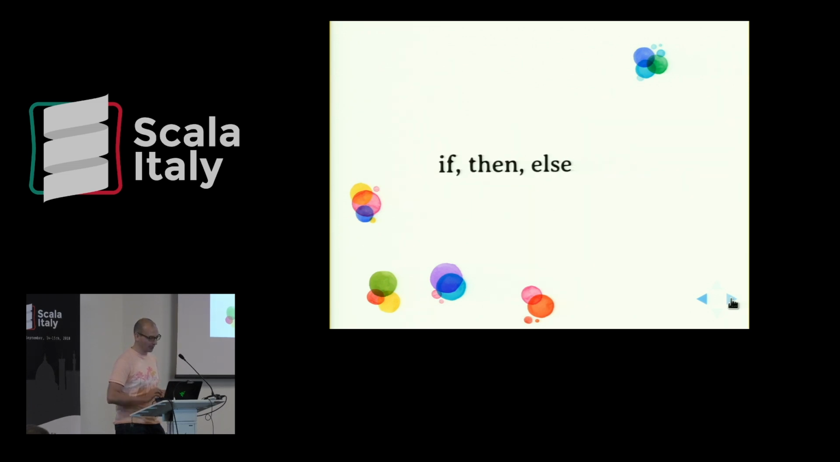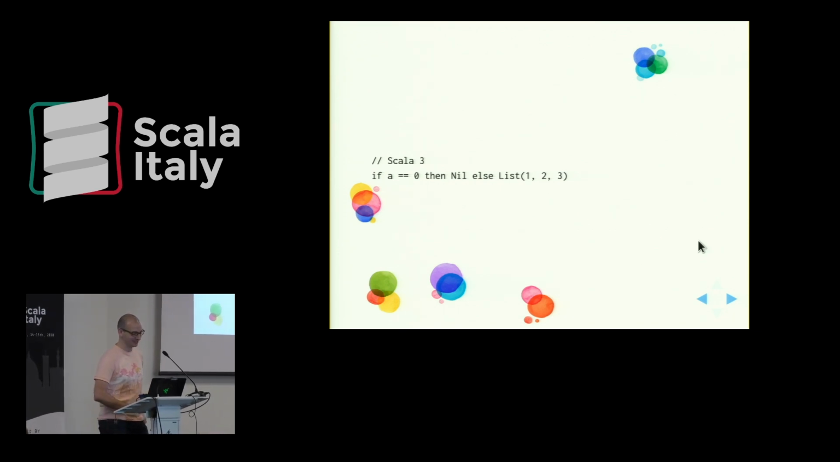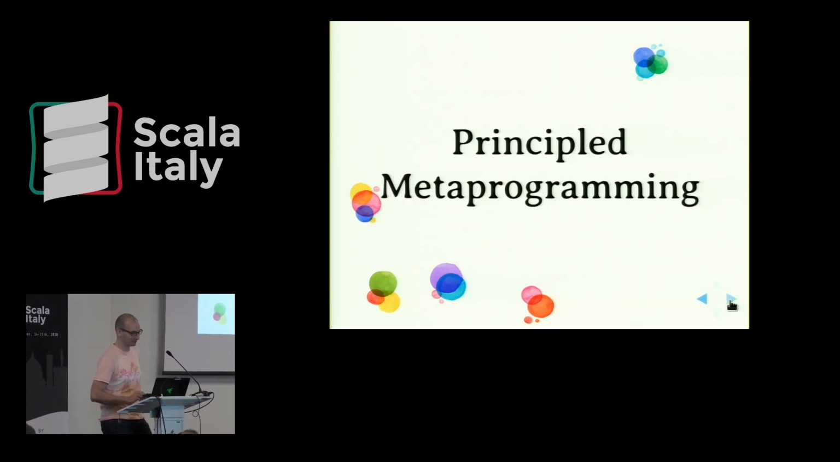And the best feature of all, if, then, and else. We can use the then keyword instead of writing code like this. We don't need those parentheses anymore. We can just write that as if a equals 0 then Nil else List of 1, 2, 3. Isn't that great? That needs a round of applause. Maybe not the most dramatic enhancement to the language.